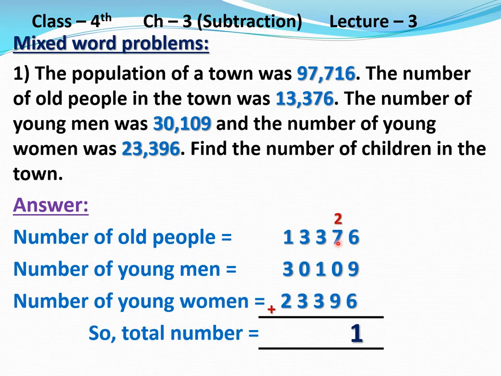2 plus 7, 9 plus 0, 9 and 9 plus 9, 18. Write 8 here and 1 carry. 1 plus 3, 4 plus 1, 5 plus 3, 8. Write 8 here. 3 plus 0, 3 plus 3, 6. Write 6 here. 1 plus 3, 4 plus 2, 6. Write 6 here. Total number of old people, young men and young women equal to 66,881. Clear?